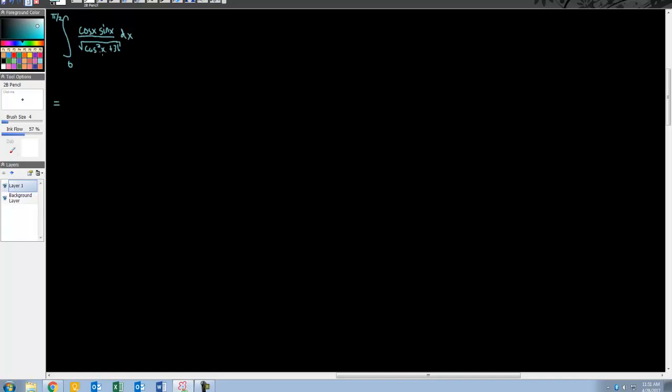But what I noticed is if you let u be cosine x. I should say let u equal cosine x. Then du equals what? Well, it's negative sine x dx. Just remember the derivative: the derivative of cosine is negative sine.